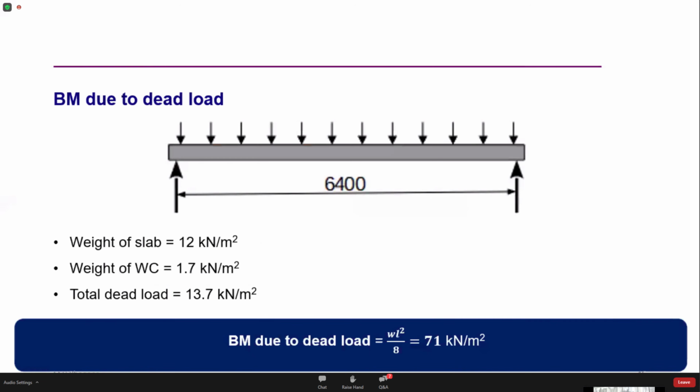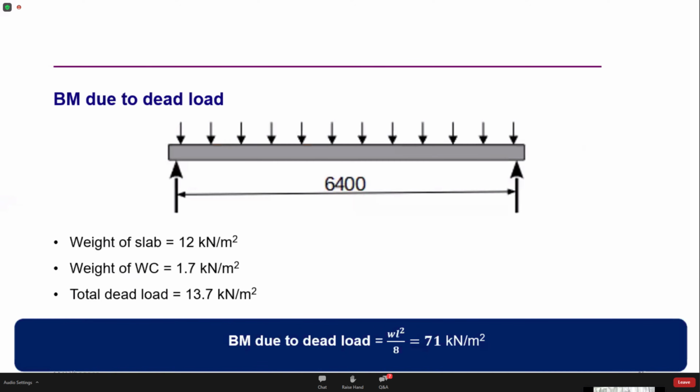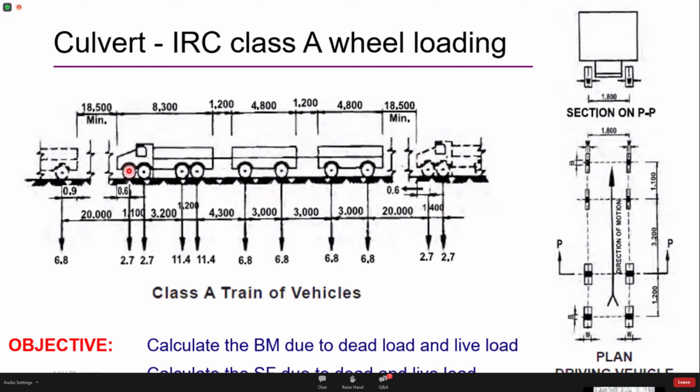So let's make it a little bit colorful. This is how it looks. The front portion is the prime mover, followed by a trailing unit, the trailers. So the front axle transmits a load of 2.7 tons. The second axle transmits a load of 2.7 tons, and the subsequent 2 transmit a load of 11.4 tons respectively. So the axle loads are 2.7, 2.7, 11.4 and 11.4.